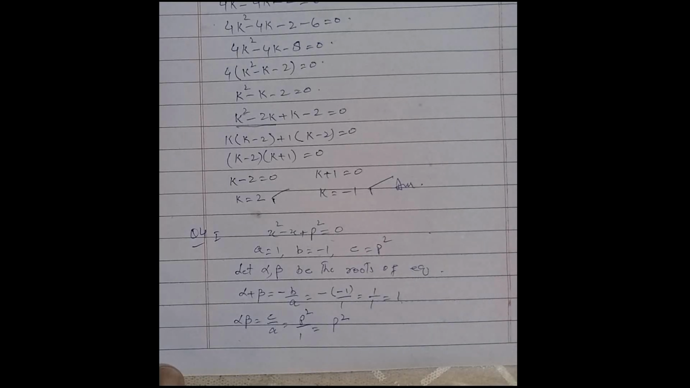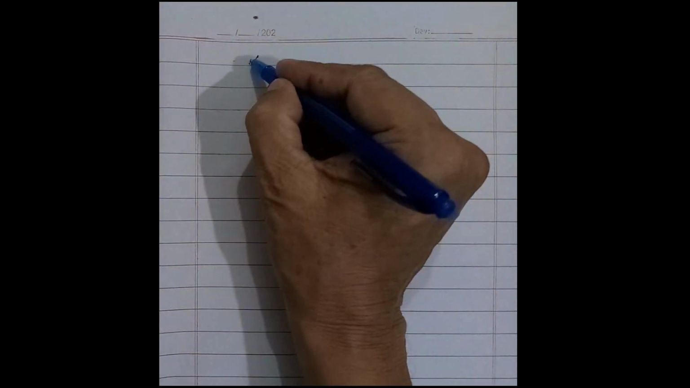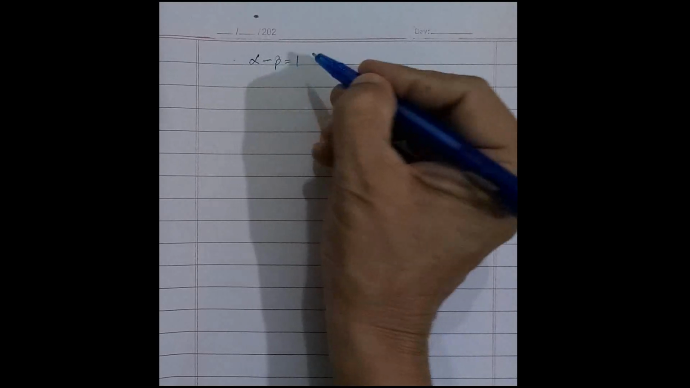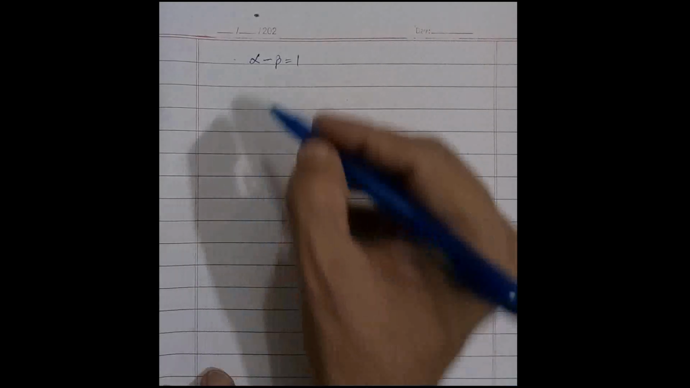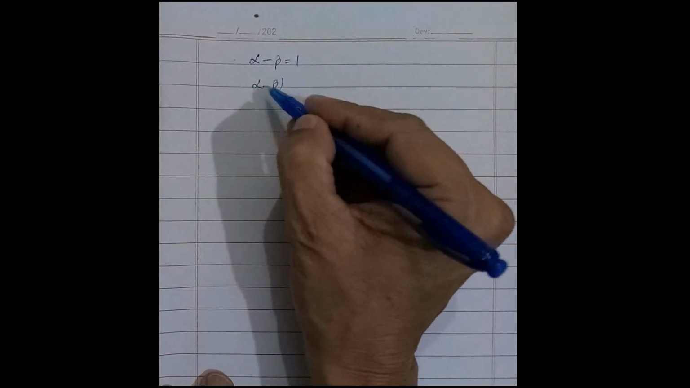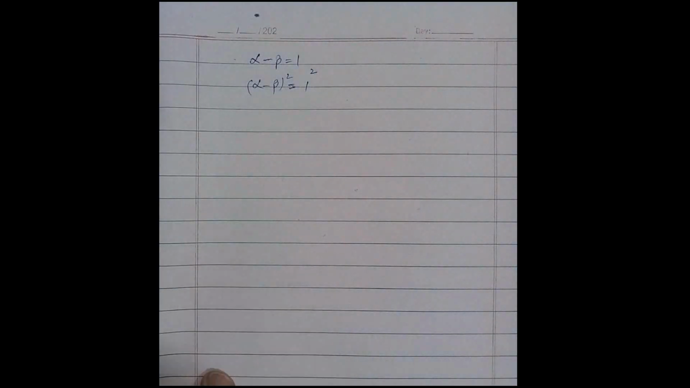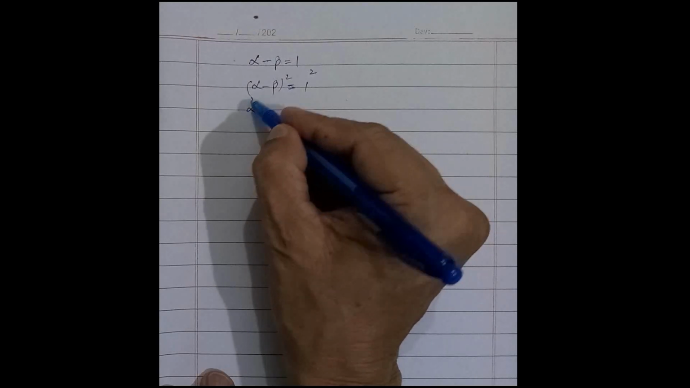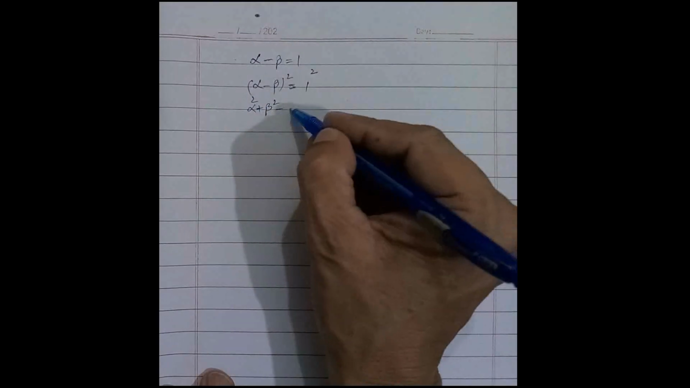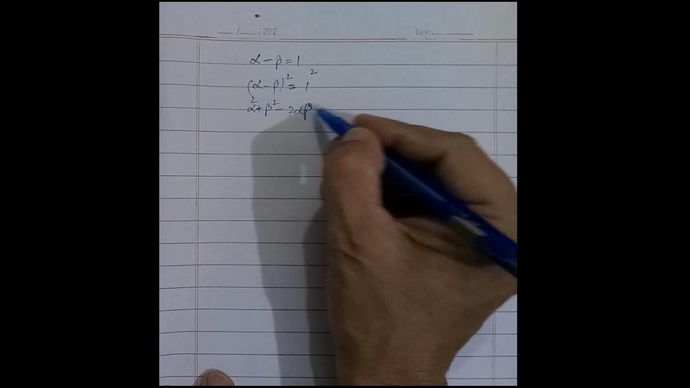And according to the question, the roots of the equation, I mean alpha and beta, differ by unity. So differ by unity means, according to the question, alpha minus beta is equal to 1. So we take the square on both sides: alpha minus beta whole square is equal to 1 square. Now solve it. Alpha square plus beta square minus 2 alpha beta is equal to 1.